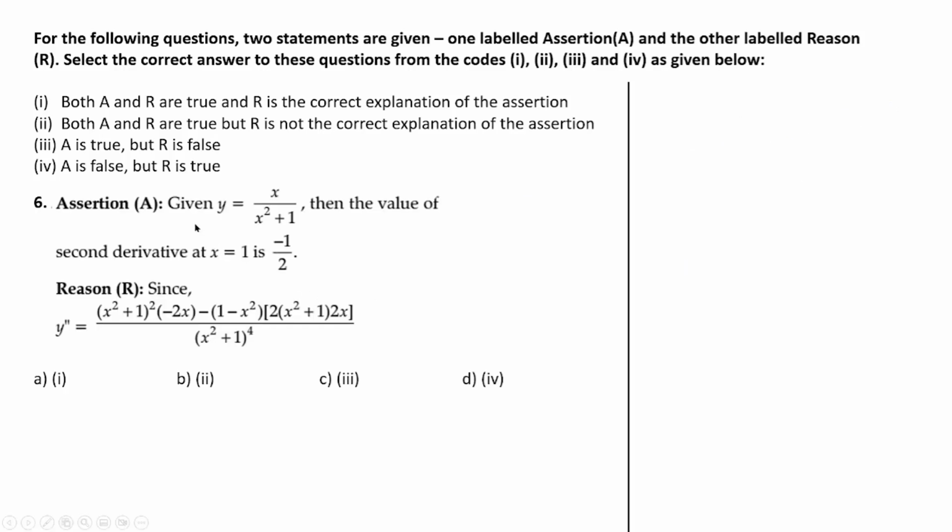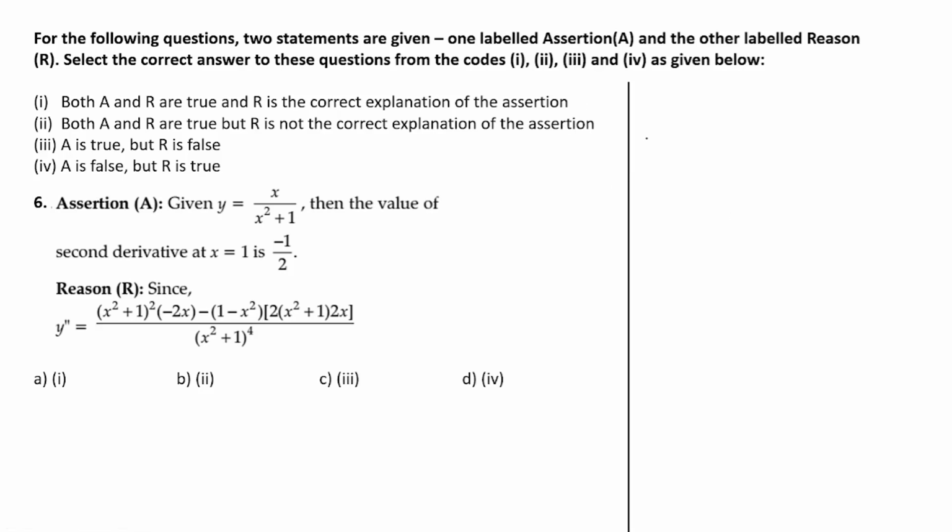Next question, given y equal to x by x square plus 1, then the value of second derivative at x equal to 1 is minus half. The reason is y double prime equal to this function. So let us check whether y double prime equal to this function. Then in that case the reason will be true, and let us check whether the assertion is also true.